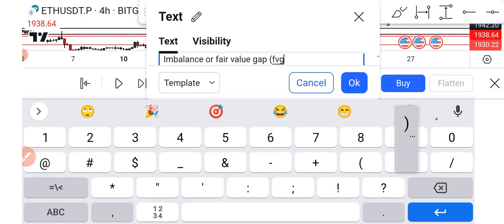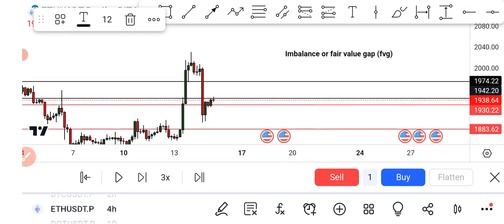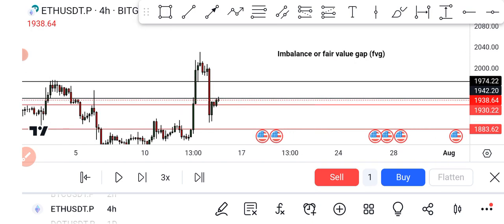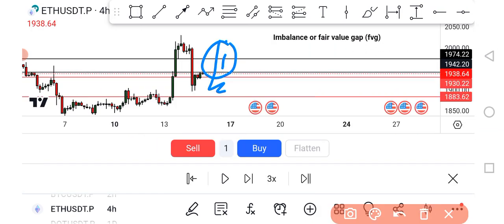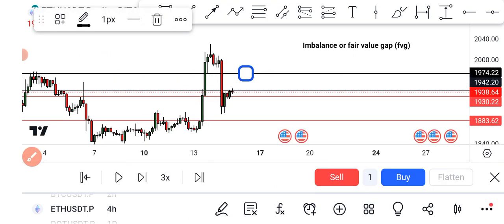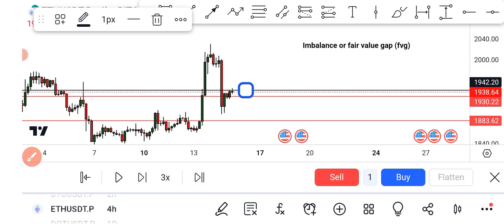FVG. Yes, this is what we call them, imbalance or fair value gap. All right, you can see that the market is now coming down to fill in the imbalance. So this particular imbalance here no longer exists because it has been filled. So this black imbalance is no longer there, so we just delete it because it is no longer an imbalance. The market has now created a balance there.